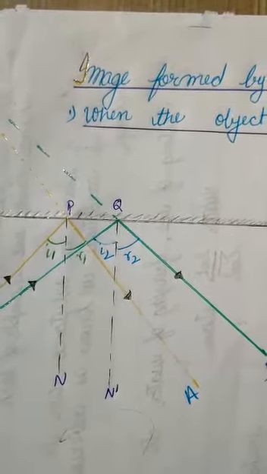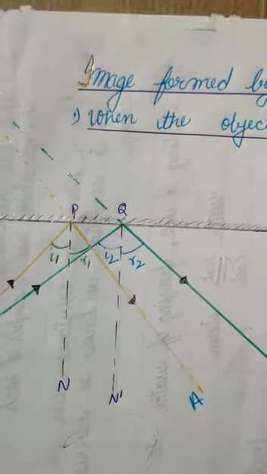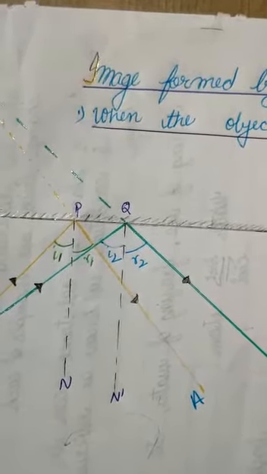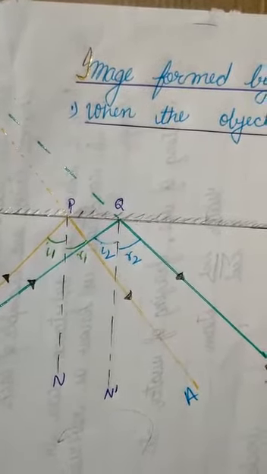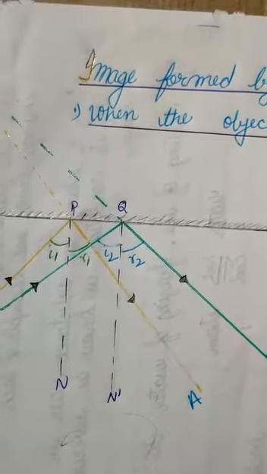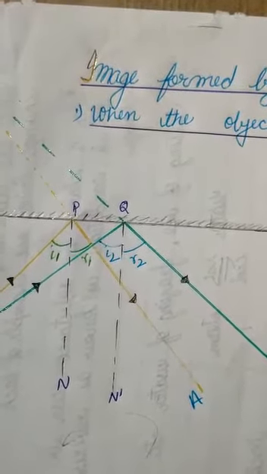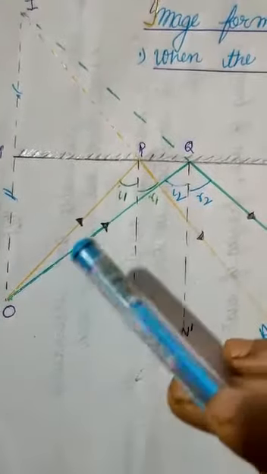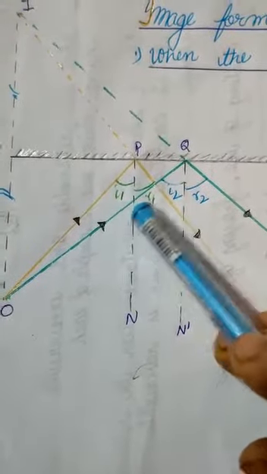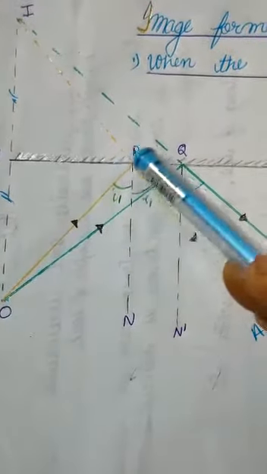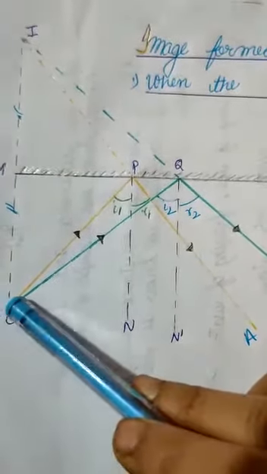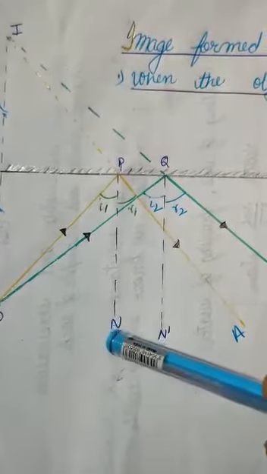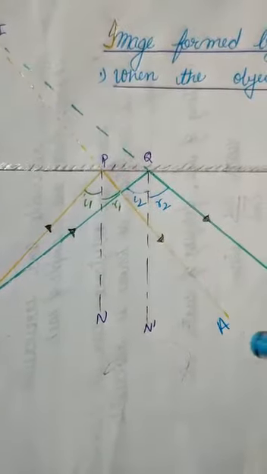Children, we know very well the laws of reflection, that is, the angle of incidence and the angle of reflection for each incident ray and its corresponding reflected ray are equal to each other. So we can say angle I1 is equal to angle R1, means angle OPN is equal to angle NPA.